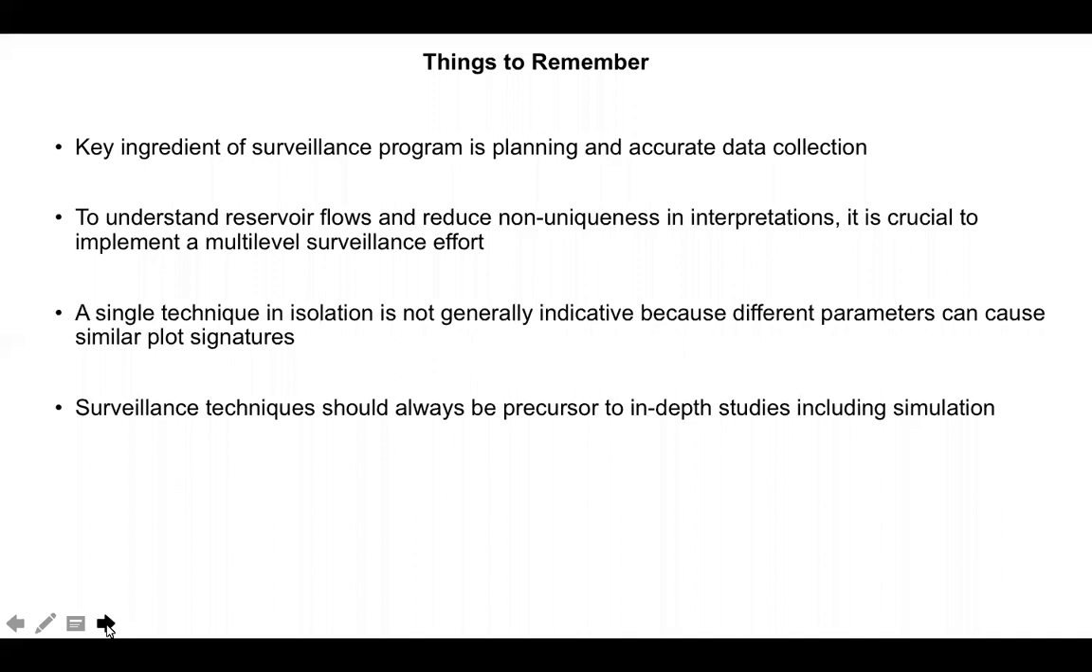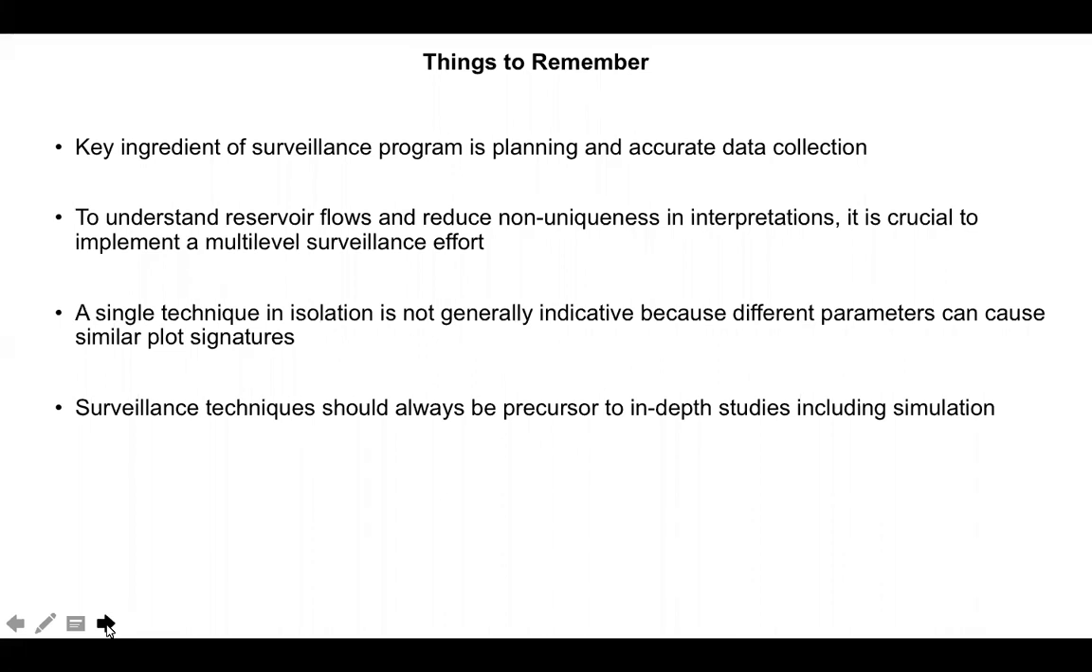A single technique in isolation is not generally indicative, as I said, because different parameters can cause similar plot signatures, as I had explained in that ABC plot, where a drop in liquid level not only denotes that there's something wrong with your water flood, but maybe there's something wrong with your lifting in the well. And surveillance techniques should always be a precursor to in-depth studies, including simulation.